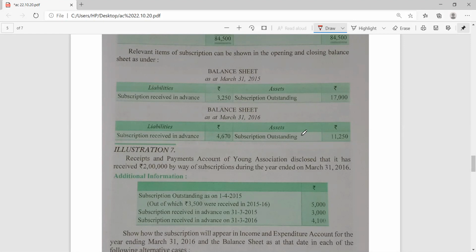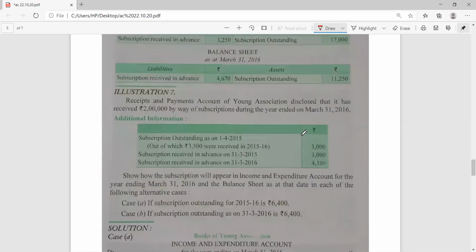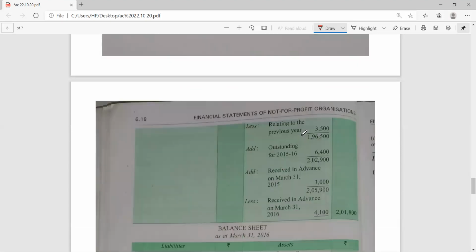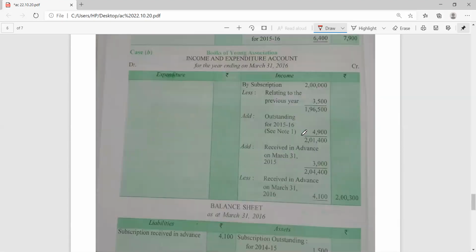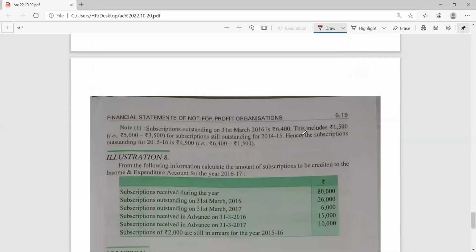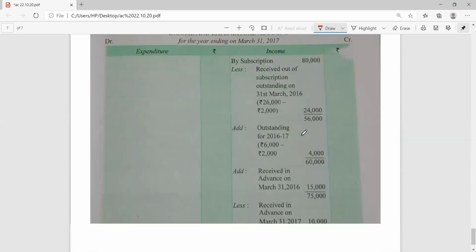Now you have to complete your questions. Whatever you related to this, the seventh illustration is also very much similar to this. You have to do it on your own. If you find any difficulty, please feel free to ask. Illustration number 8 is also very much similar to that, in which you have to deal with how to do the subscription. So please do it, and if you have any query, feel free to ask.